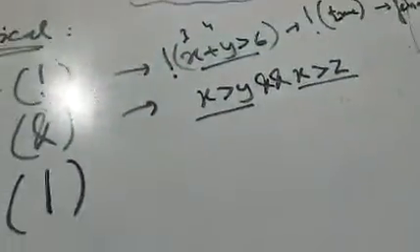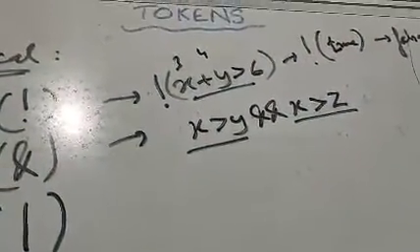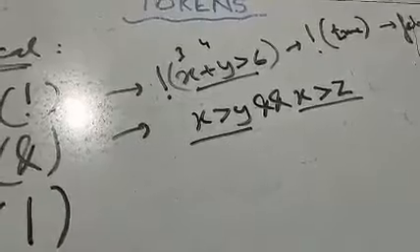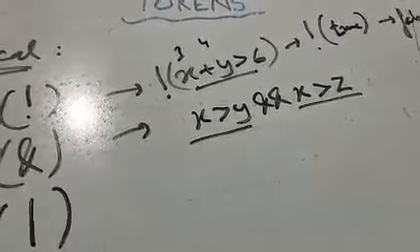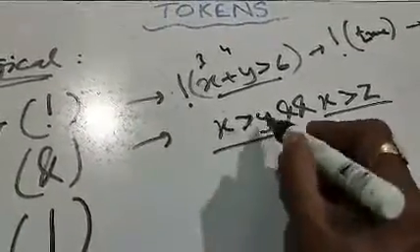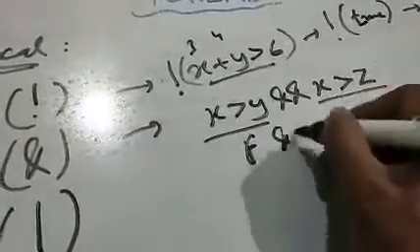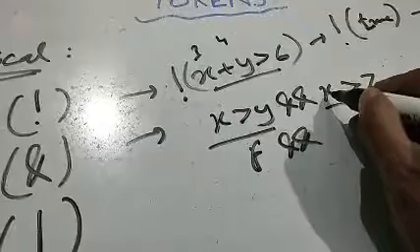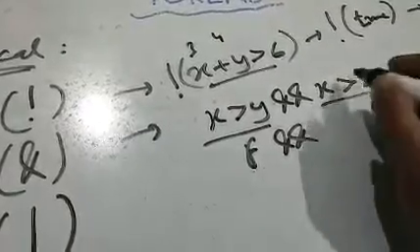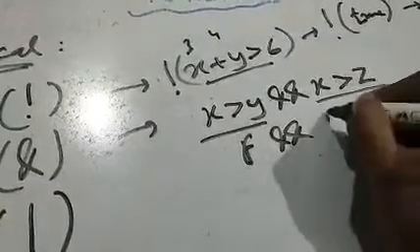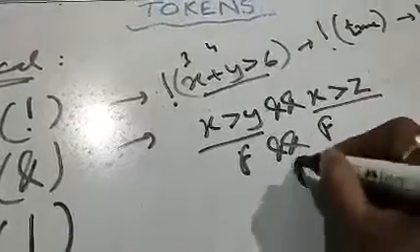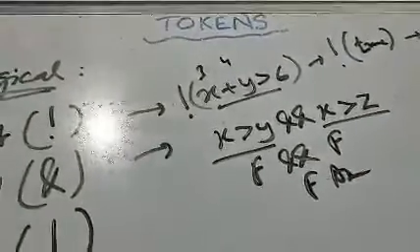Then we have the next one, that is X greater than Y and X greater than Z. It depends on the value of X and Y that we have taken. Suppose it is 3 and 4. Is 3 greater than 4? No. That means false. I'll write false over here. Suppose Z is say 5. Is X greater than Z? No. So again here it is false. So false and false will give you the ultimate answer as false.